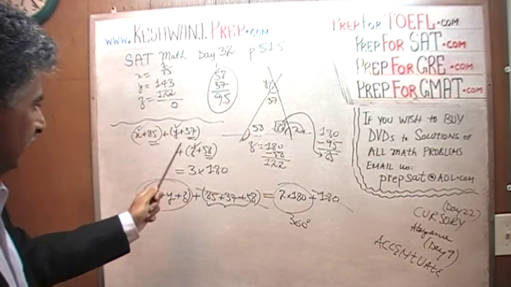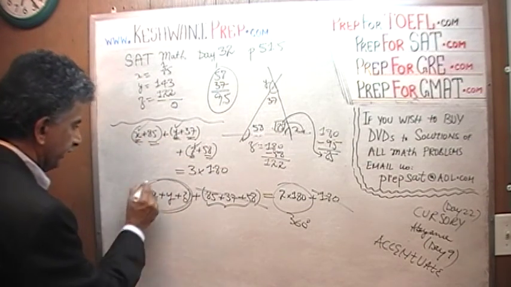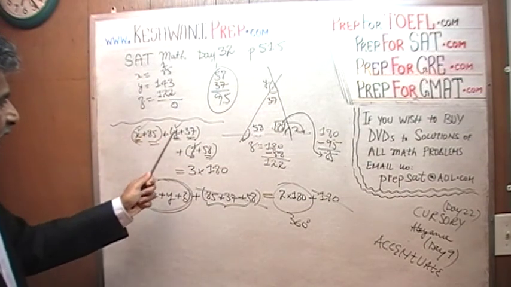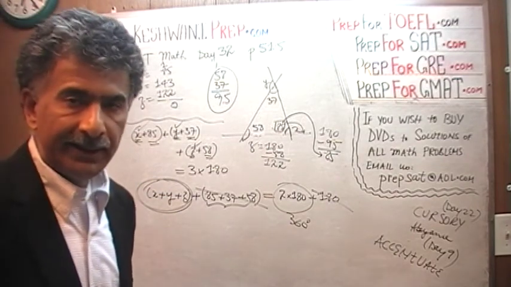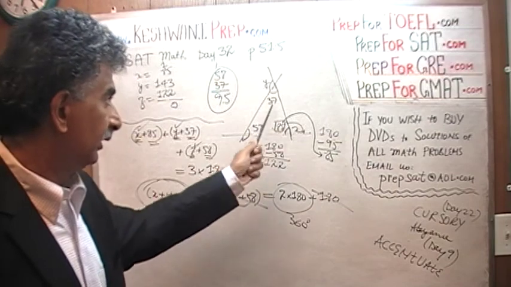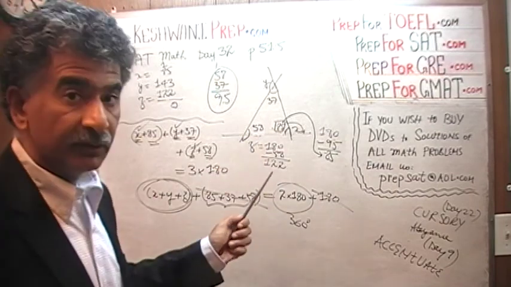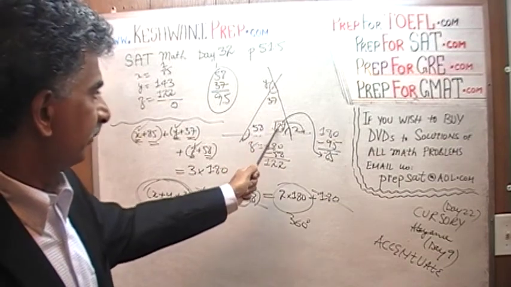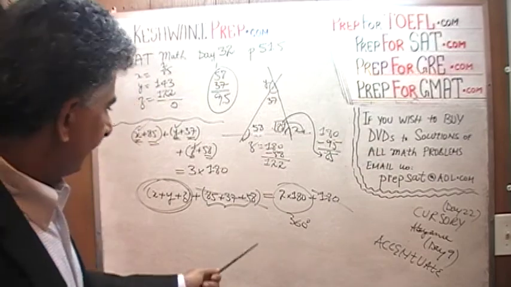X plus y plus z, right here, put them together here, and here we get 85 plus 37 plus 58, and that must equal 180, because it's the sum of the inside angles. It's the sum of the three angles in a triangle. 37 plus 58 plus 85, we don't have to add them up. They add up to 180. We know that. So that's 180.